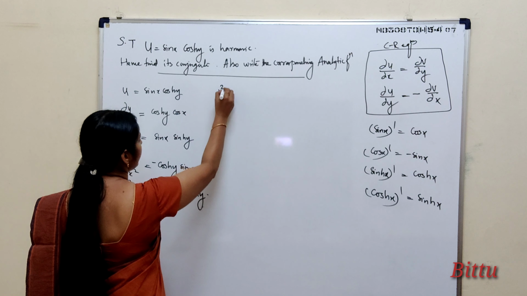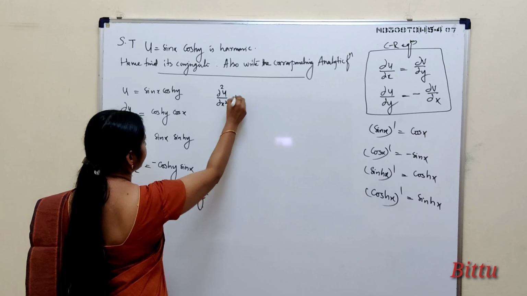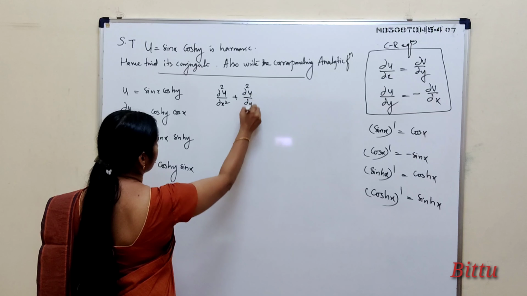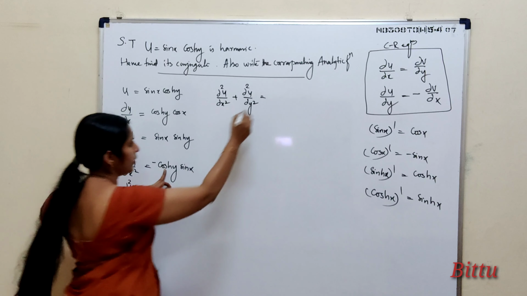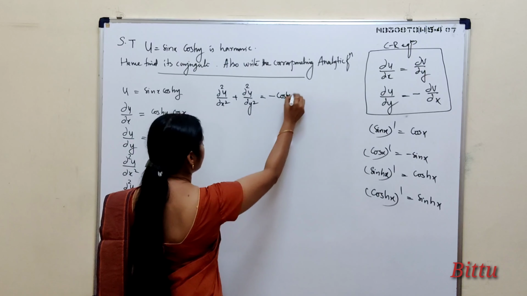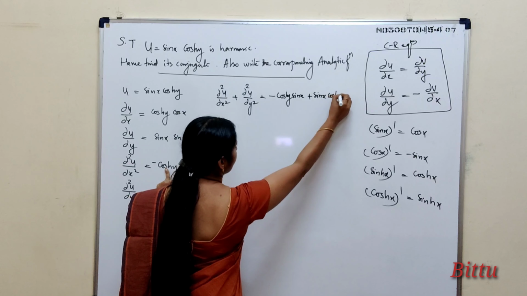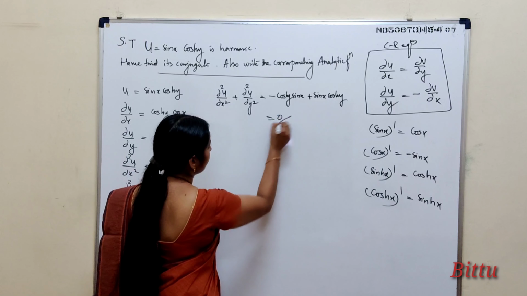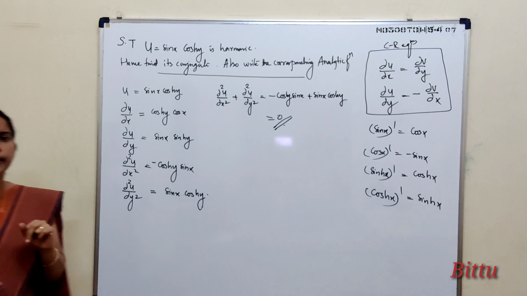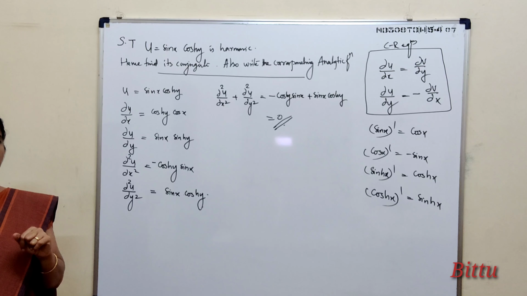Next, dou square u by dou x square plus dou square u by dou y square. That is minus cos hy sin x plus sin x cos hy. See, it is 0. So we can say u is harmonic.